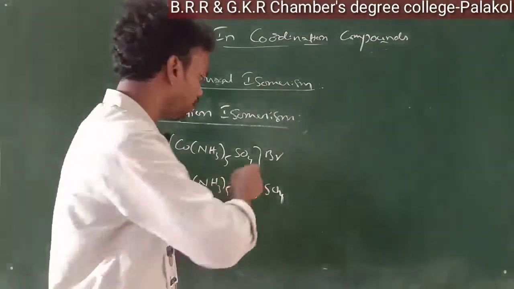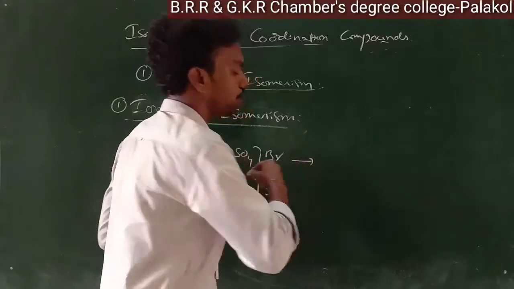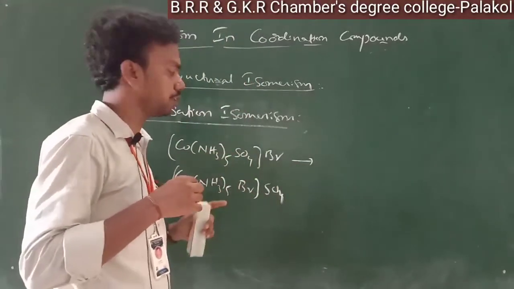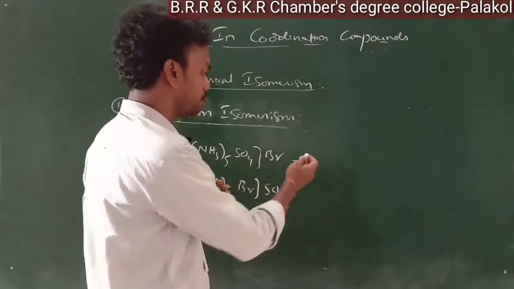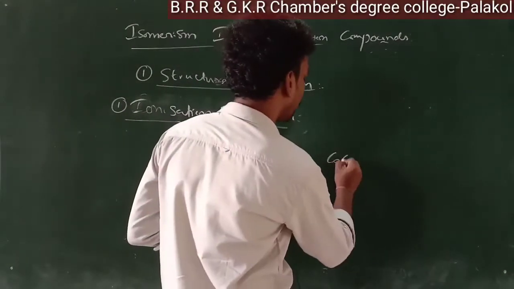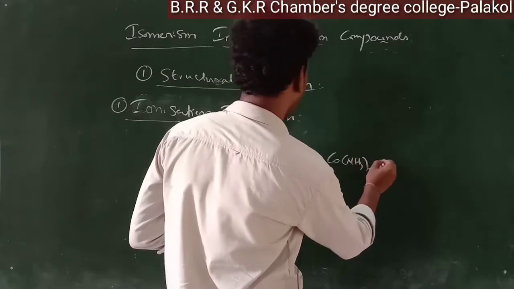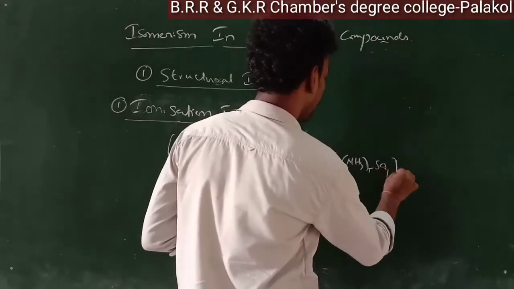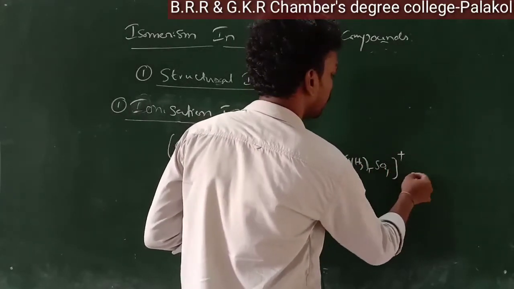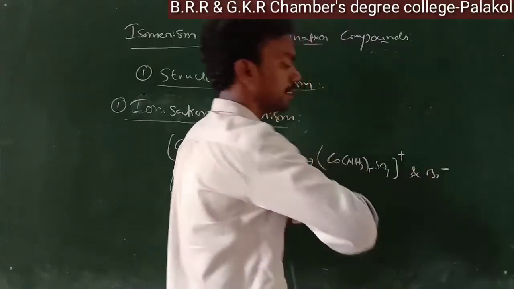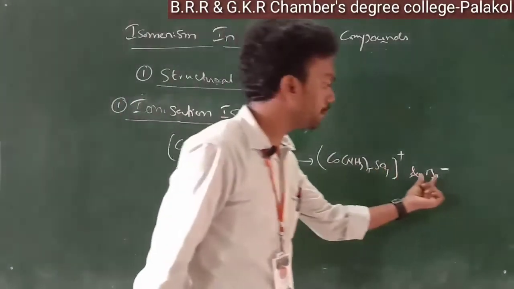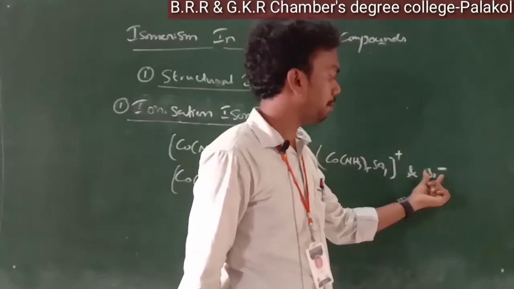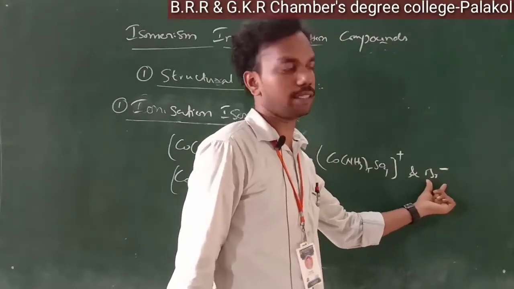But the difference is when this complex is dissolved in aqueous solution, there are two types of ions. One is the cation, and the other one is the anion. So what are those ions? [Co(NH3)5SO4]+ and Br minus. That means when this complex is dissolved in aqueous solution, it gives the anion Br minus in the aqueous solution.